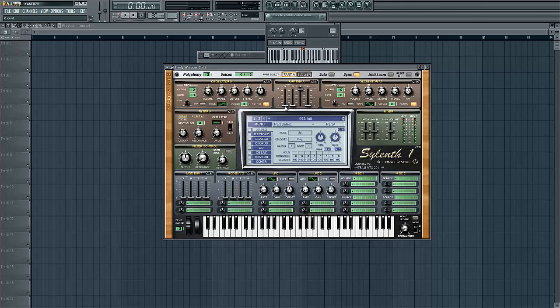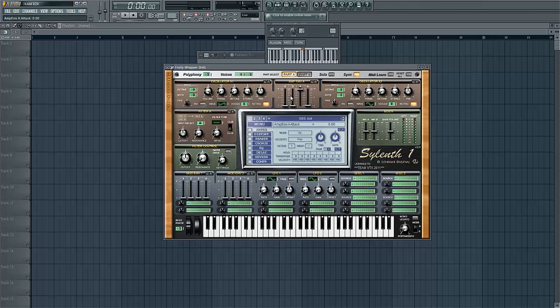So if we increase the attack time, it will swell in the note. You can see, if attack time is 0, it directly jumps from 0 to 100 in a few seconds without any delay.